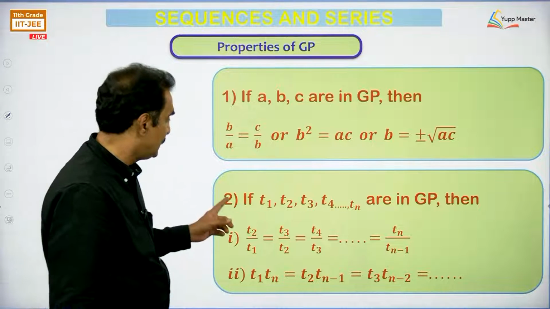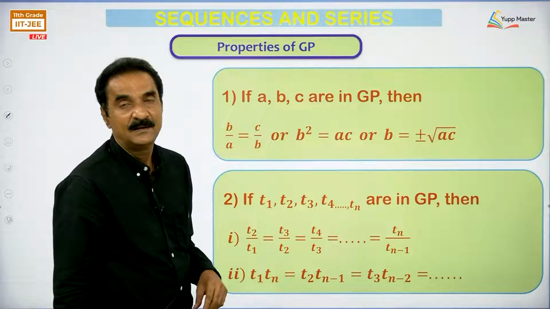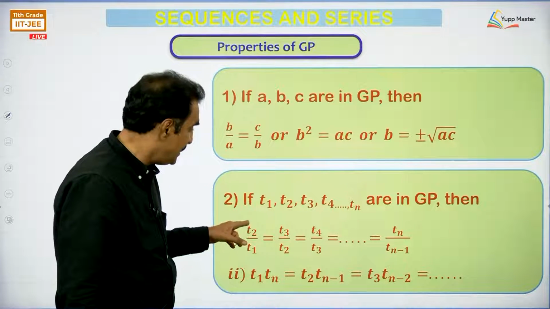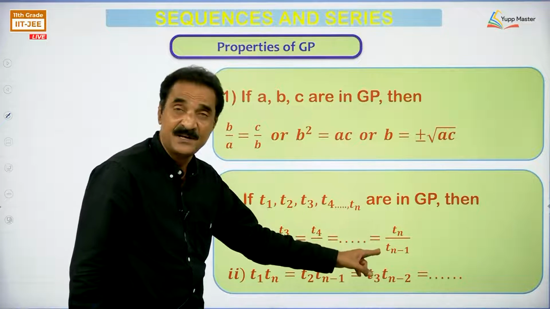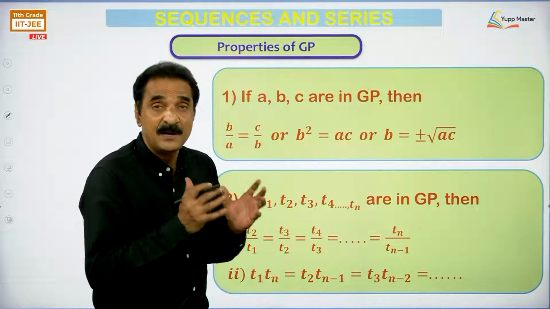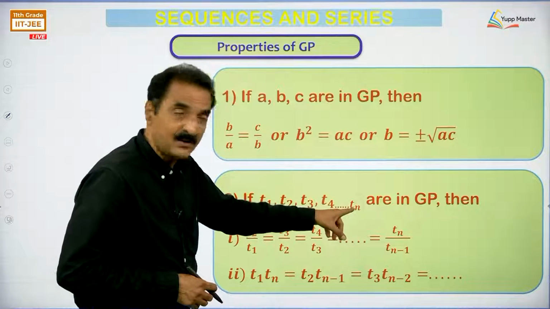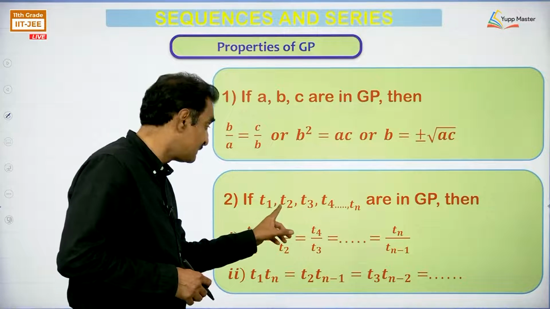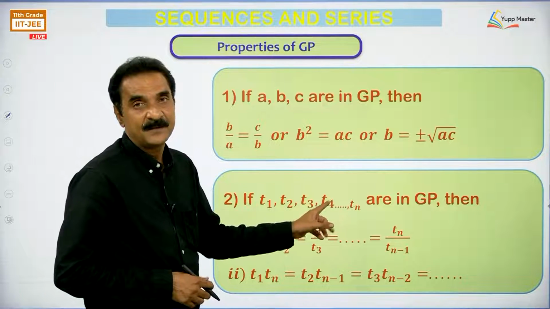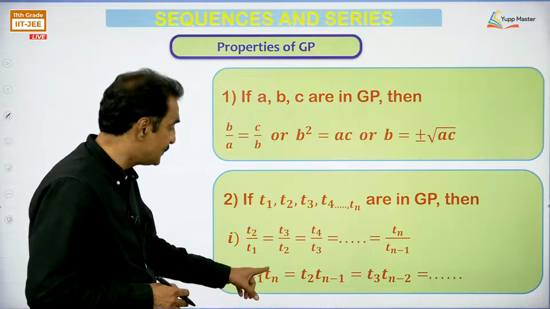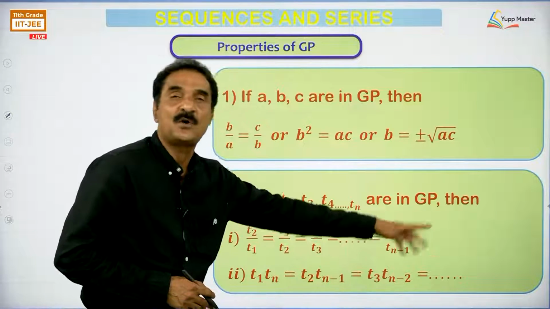Now, if T1, T2, T3 and so on Tn are in GP, then same property, T2 by T1 is equal to T3 by T2 is equal to T4 by T3 is equal to and so on Tn by Tn minus 1. And also a very important property is here. What is that? Product of first term and last term will be equal to product of the second from left and second from right is equal to product of the third from left and third from right. That is T1 into Tn is equal to T2 into Tn minus 1 is equal to T3 into Tn minus 2 and so on.